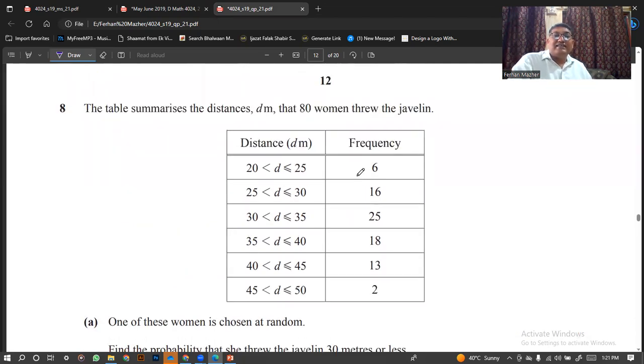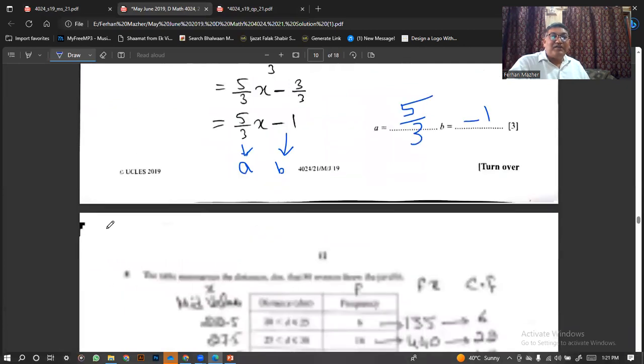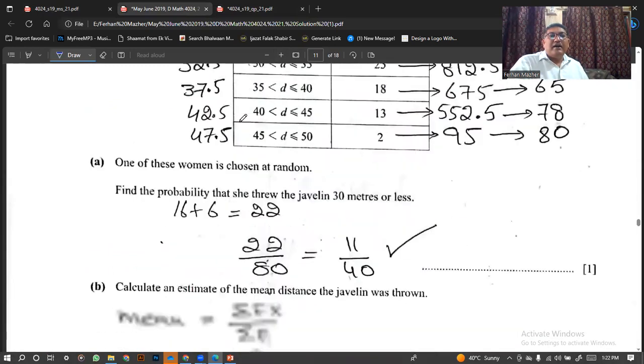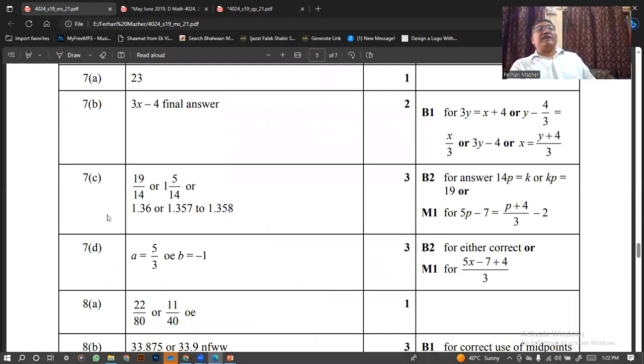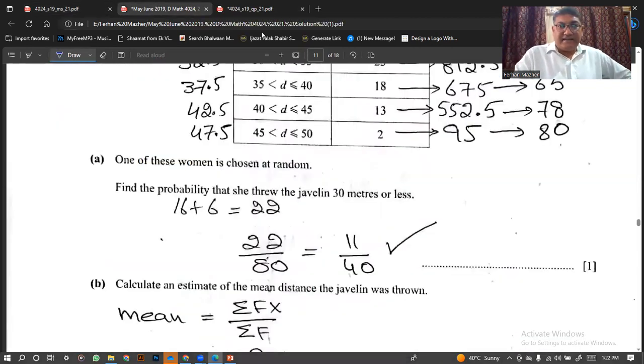30 meters or less are these ones. 16 plus 6, that's 22. So this probability will be 22 divided by 80. The total women are 80. So cut it with the 2. You will have 11 by 40. 11 by 40 is the right answer, sir.